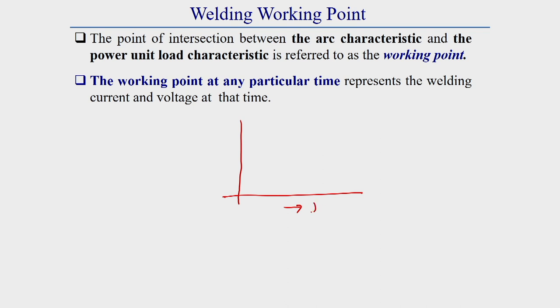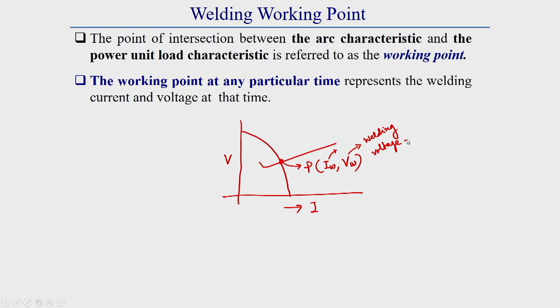Working point means the crossing point of the power source characteristic curve and the arc characteristic curve. So, this point is called the working point. Whatever current and voltage we get at this point is called the welding current and the welding voltage at that time.